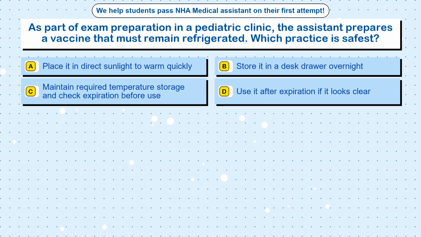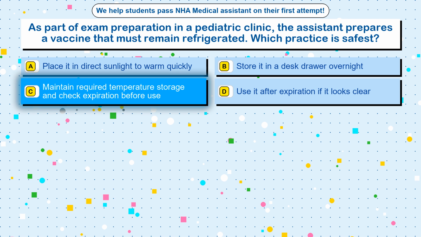Question 21. As part of exam preparation in a pediatric clinic, the assistant prepares a vaccine that must remain refrigerated. Which practice is safest? Option A, place it in direct sunlight to warm quickly. Option B, store it in a desk drawer overnight. Option C, maintain required temperature storage and check expiration before use. Option D, use it after expiration if it looks clear.